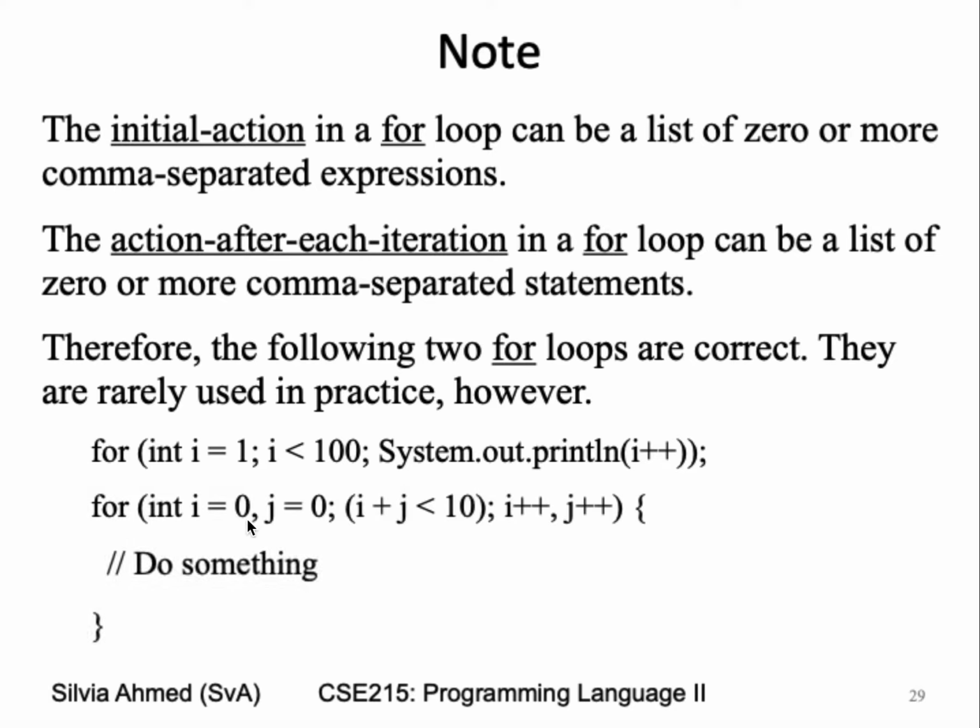Similarly, if we had two initializations like i equals 0 and j equals 0, inside one statement we can declare two variables i and j just like C, but we need to separate them with commas. Similarly, if we need to update both i and j, we put it here separated with a comma.